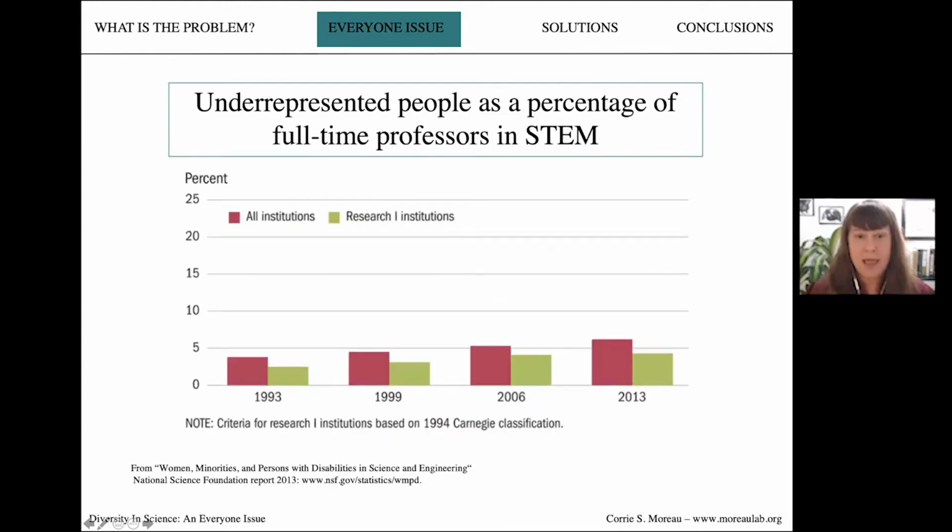Now, if we look at underrepresented individuals as a percentage of full-time professors in STEM, what you'll notice is that across all institutions, they're doing slightly better than R1s. But I think it's pretty alarming that even in 2013, we still are at less than 5% at R1s for underrepresented people in full professor positions. So this really does suggest that there are tremendous improvements we need to make.